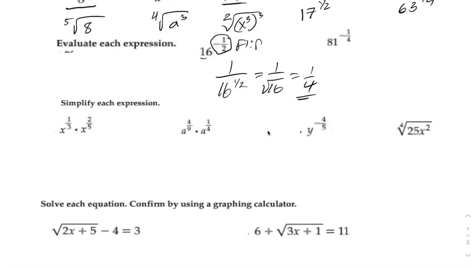So 1/4. Same thing with this one. Negative power, so we flip it. So 1 over 81 to the 1/4. What's the 1/4 of 81? What times itself 4 times gets you 81? That'd be 3. So 1/3.